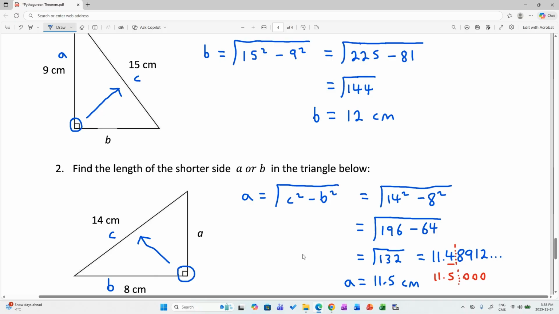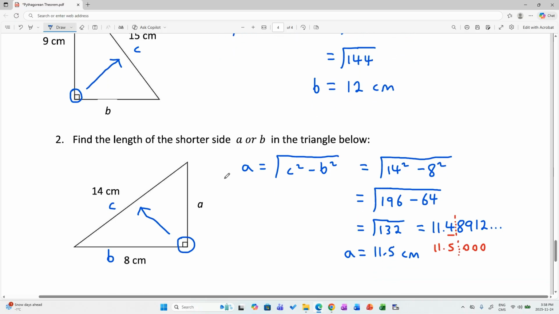And hopefully this gives you an idea of how to find the side of a right angle triangle when I already know my longest side.